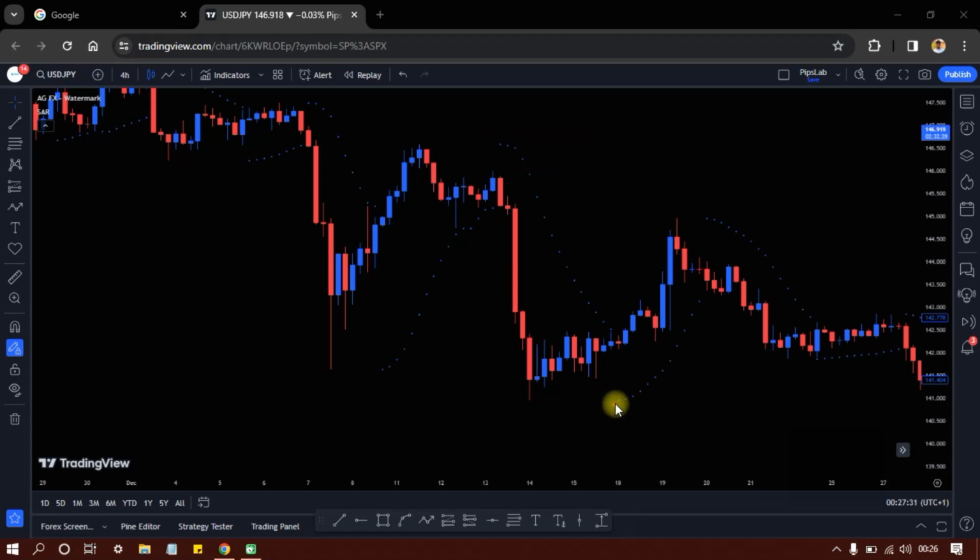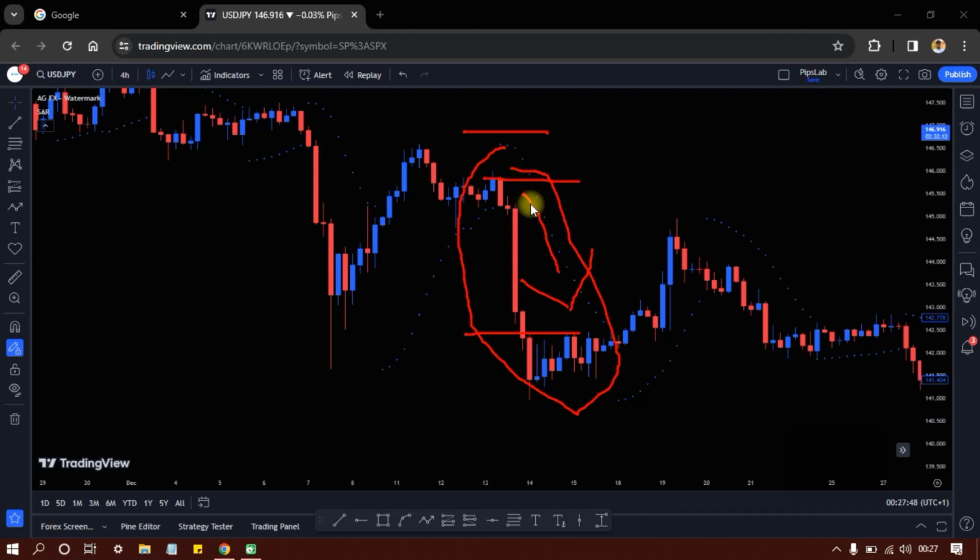Immediately you notice that we have the parabolic SAR dots forming below, you close the trade immediately and you lock your profits. That means you enter the trade from this point, you have your stop loss above and you have a push to the downside, securing your profits with this particular move.